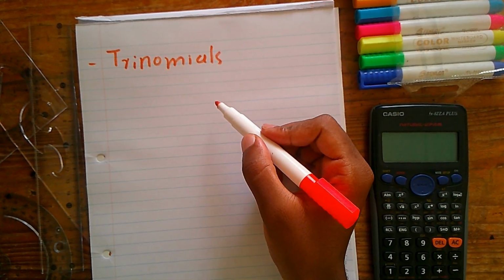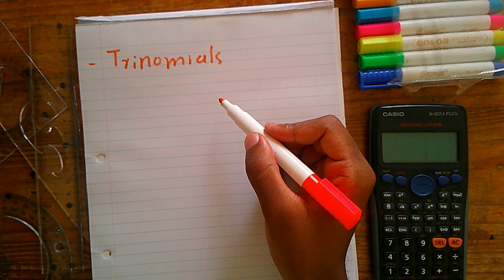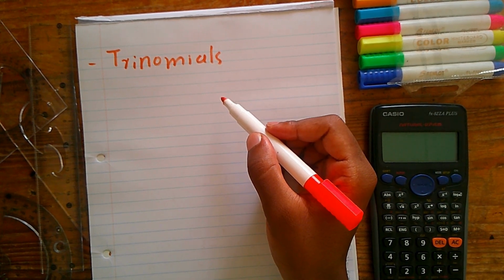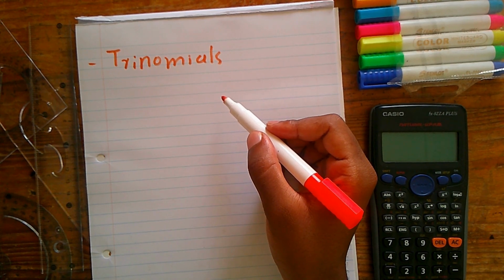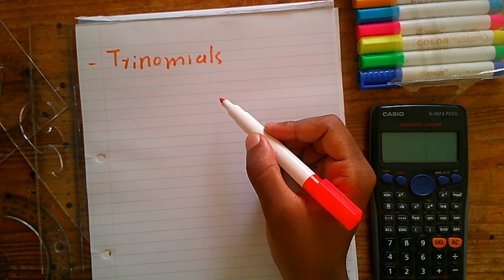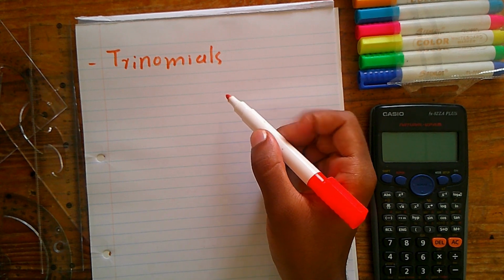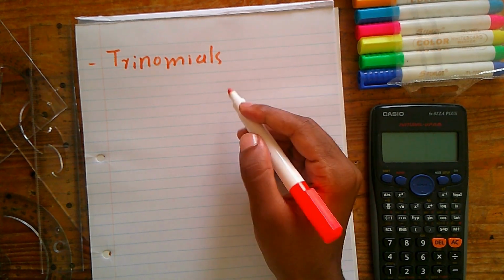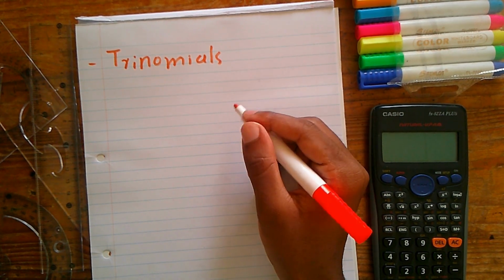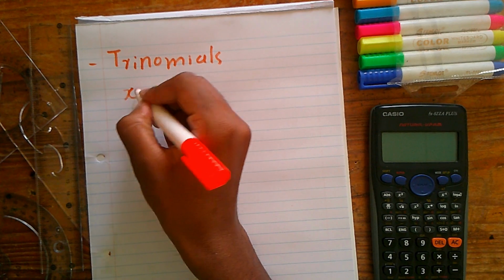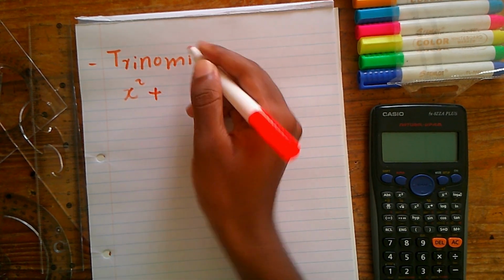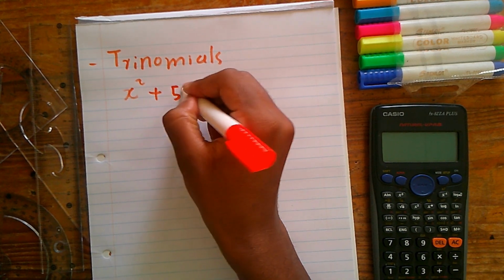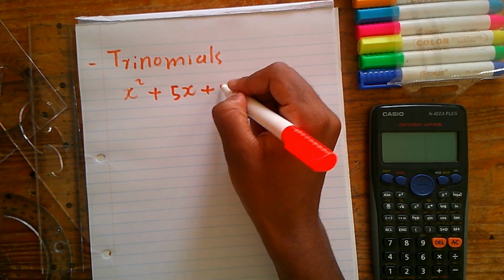Lastly, we have trinomials. Now, this is when we usually have a quadratic equation and we factorize it by finding 2 terms in which when we add those terms and multiply them, they will give us the second and third term. Let's take an example. Let's say we have the quadratic equation x squared plus 5x plus 6.